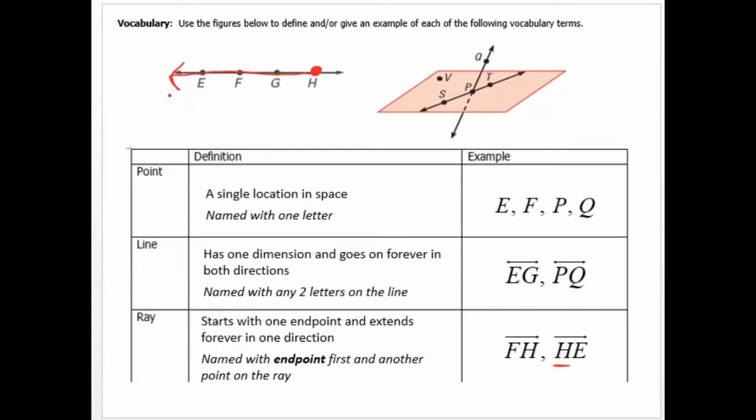Also, notice that when you name FH or HE, you put a line with a single arrow always going to the right. So this arrow always has to go to the right.